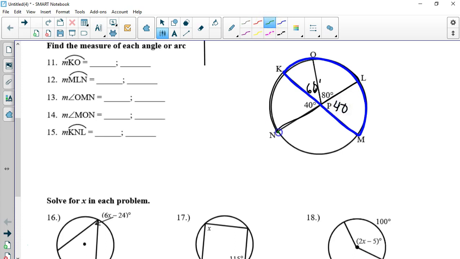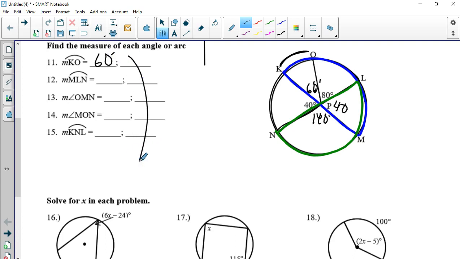But guess what? I have a semicircle right here. 180 minus 40 is 140. And there's also the other 40 on the other side of it. So I fill in my numbers first. Now I come over here and look. KO. Where's KO? KO is right here. Well, that's 60 degrees. Boom. Like I said, I forgot to take those lines off, so don't just ignore them.